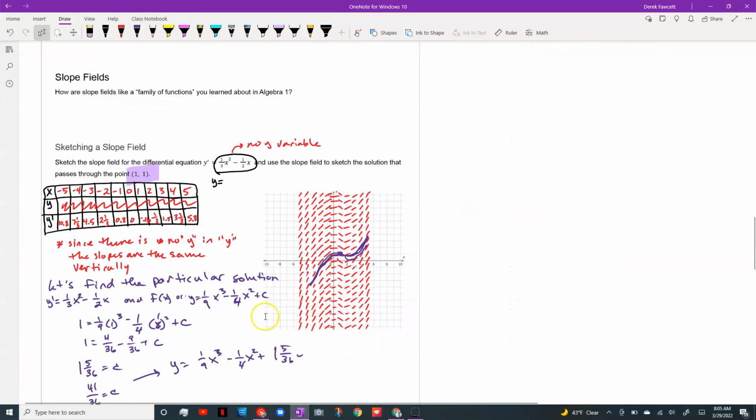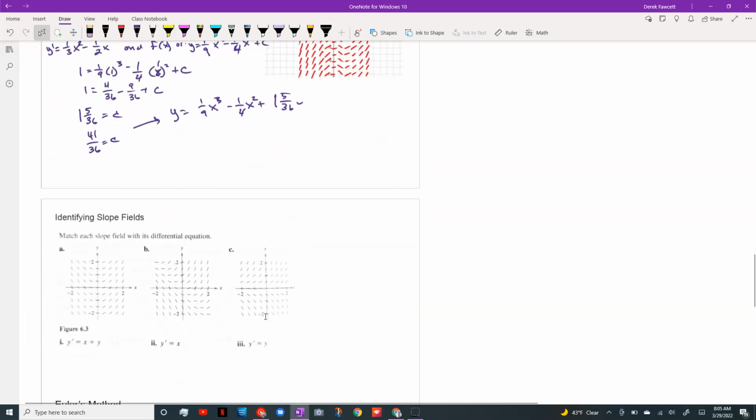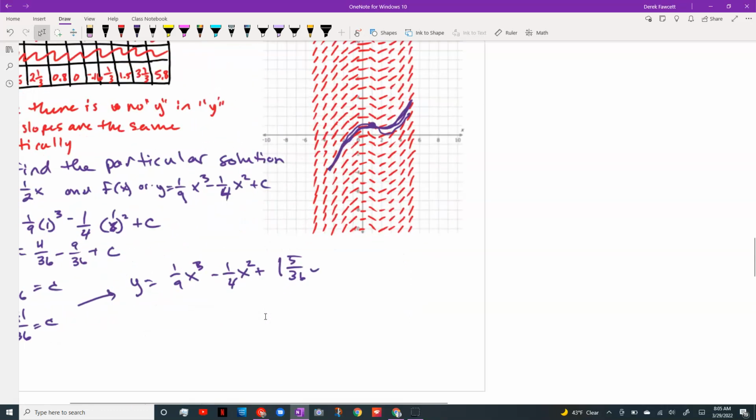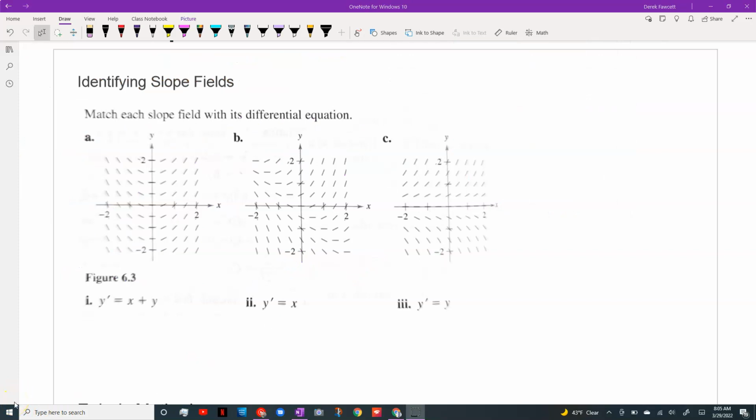Okay, so anyway, that is up here. I told you finding particular solutions. This is exactly what we did. We found that exact solution given our point (1, 1). So enough about slope fields.